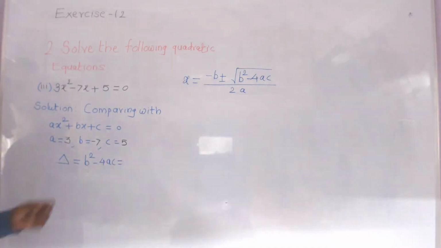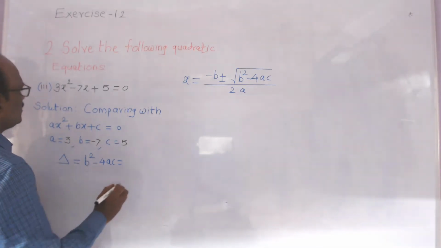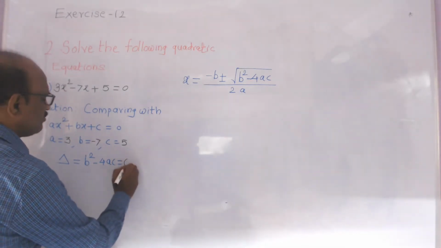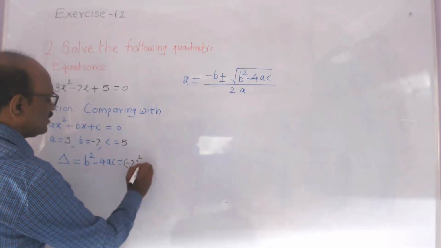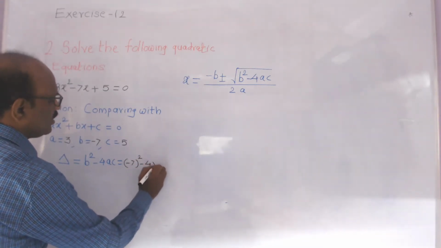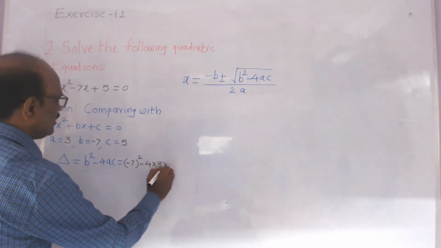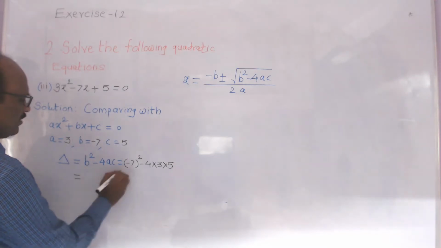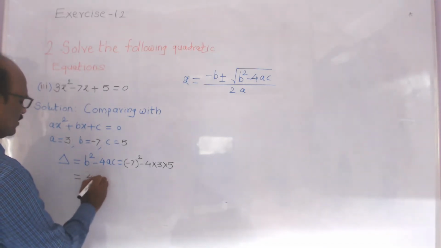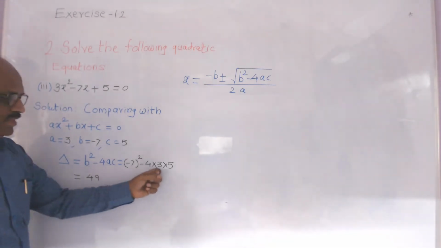We will find the value of the discriminant. Now here b square minus 4ac. The value of b is minus 7 bracket square, minus 4, a is 3 and c is 5. Therefore here you will have 49. Next, 4 into 3, that is 12.